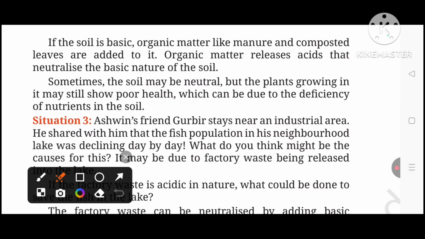If the soil is basic, organic matter like manure and composted leaves is added to it. The organic matter releases acids that neutralize the basic nature of the soil. Sometimes the soil may be neutral, but the plants growing in it may still show poor health, which can be due to the deficiency of nutrients in the soil.